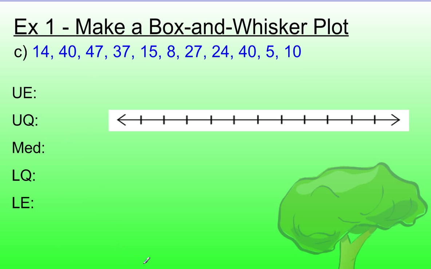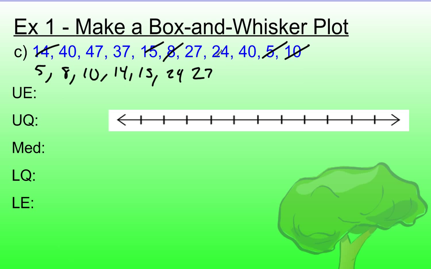So putting the numbers in order from least to greatest, smallest, we've got 5 and 8 and 10. And then it looks like 14, 15, 24, 27, 37, 40, 40, and 47. And yes, you need both 40s. There's 2 of them here. You need 2 of them there. Alright, so I'm in order from least to greatest.